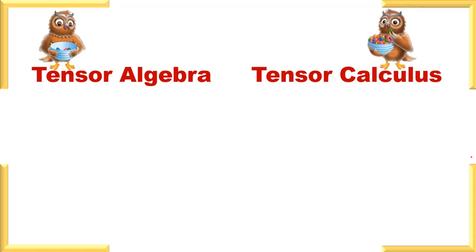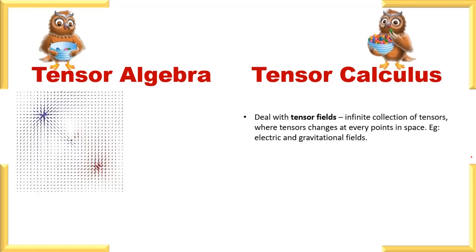Now we are stepping on to tensor calculus. In tensor calculus, instead of dealing with two or three tensors, we are actually dealing with tensor fields. A tensor field is an infinite collection of tensors where tensors can change at every point in space.